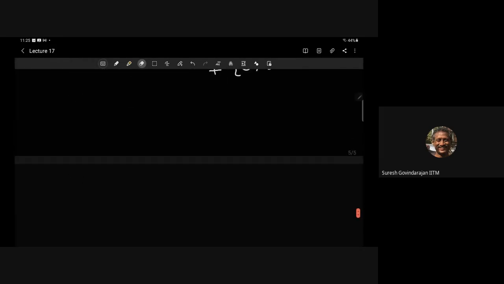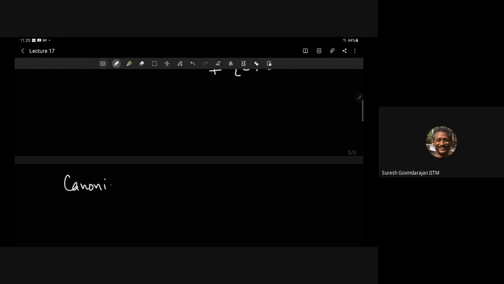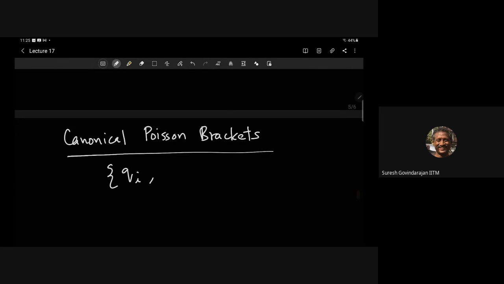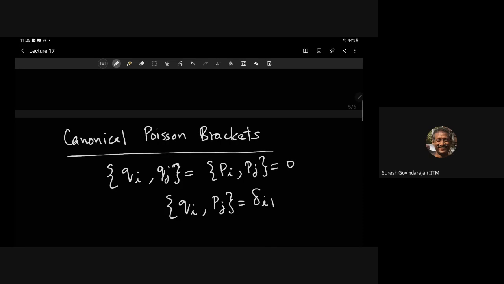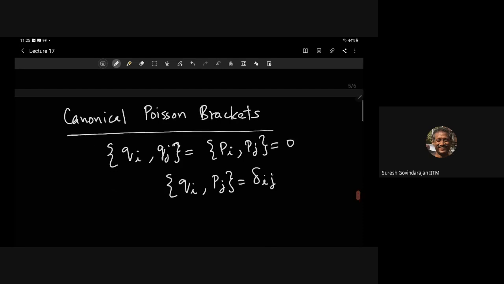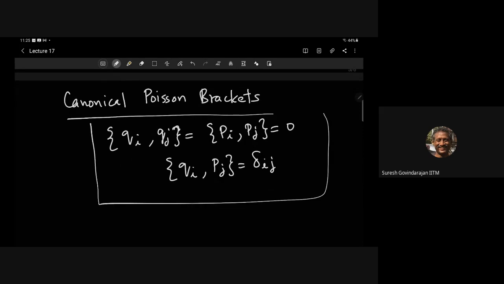And there's something which we'll call the canonical Poisson brackets. Again, from the definitions you can show this. Qi, Qj equal to Pi, Pj equal to 0, and the only non-vanishing one is Qi, Pj equal to delta ij. These are called canonical because the variables Q and P are called canonical. These are called canonical Poisson brackets. They involve the basic functions which define phase space. Again, easy to check.